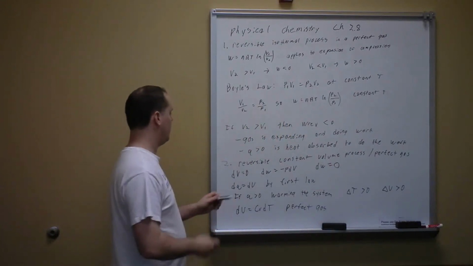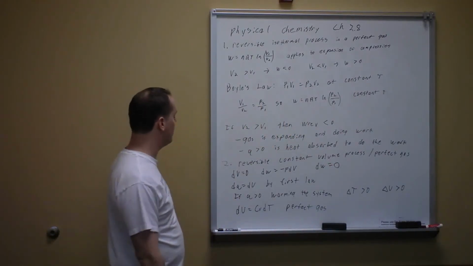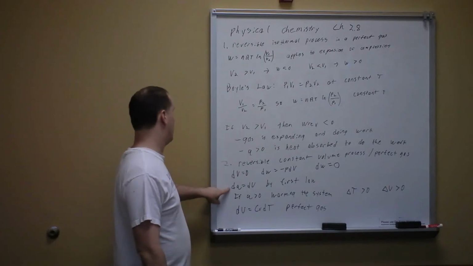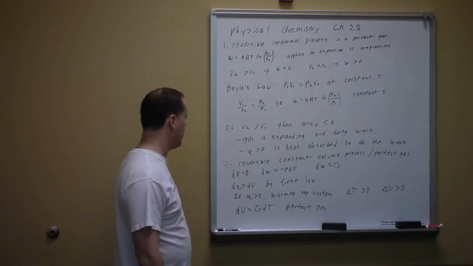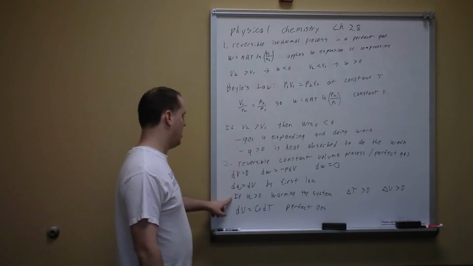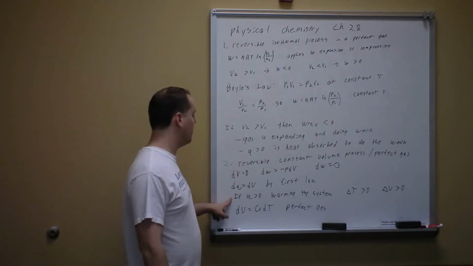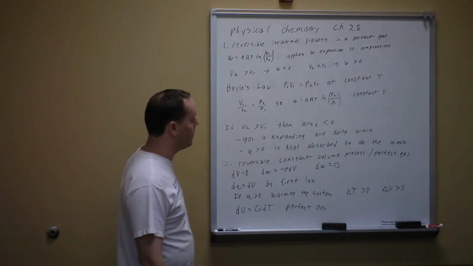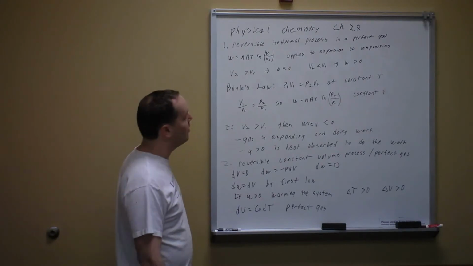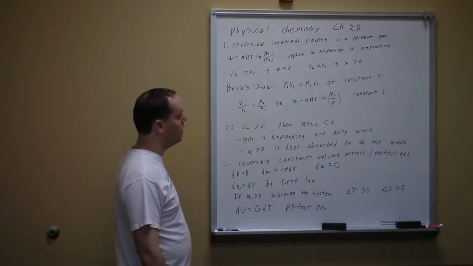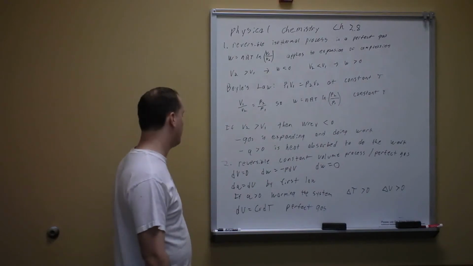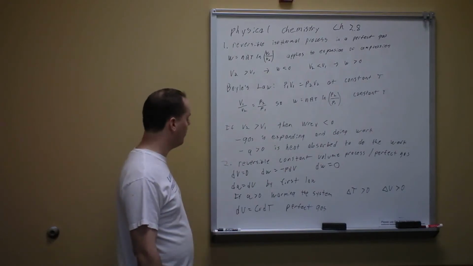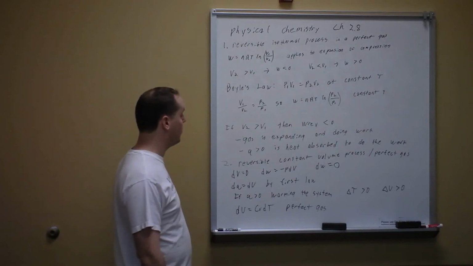Okay. So by the first law, dU equals dq plus dw, we know that dq is just equal to dU for this process. So if q is greater than 0, we're going to warm up the system, so delta T will be greater than 0. And for a perfect gas, U is a function of temperature only, so delta U will be greater than 0. Now remember, dU is also equal to Cv dT for a perfect gas.